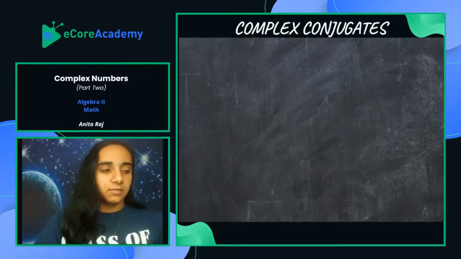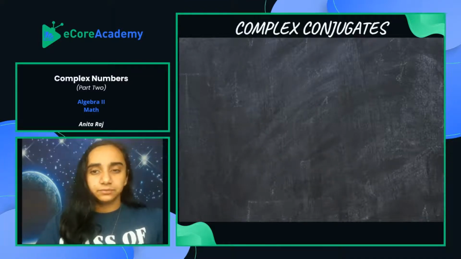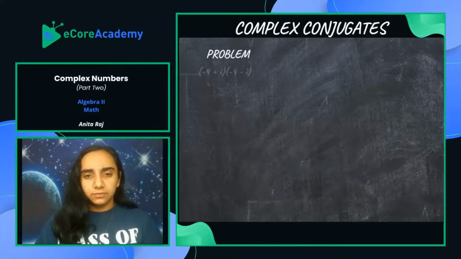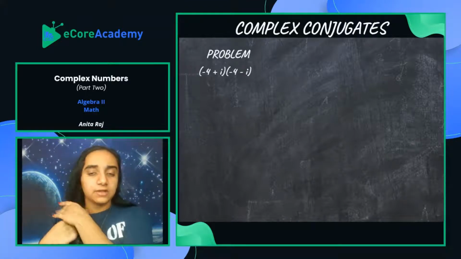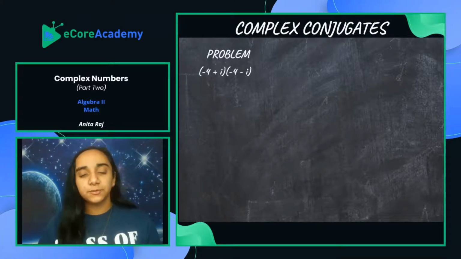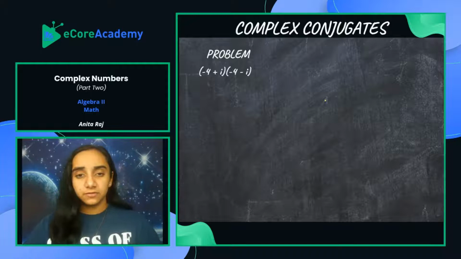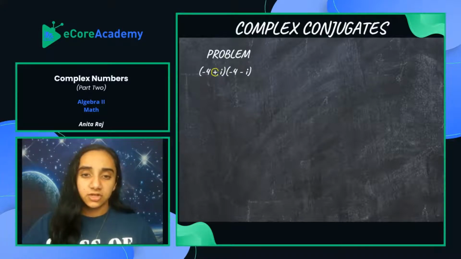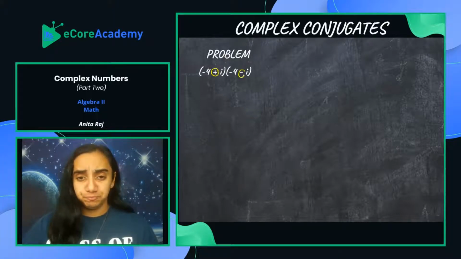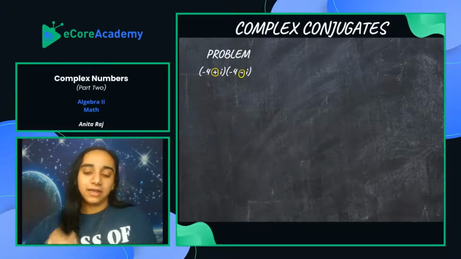This is called complex conjugates, and I'll explain it to you. So here's the problem. We have negative 4 plus i in one set of parentheses, and we're doing multiplication again. And this time we're multiplying it times negative 4 minus i. If you look at these two sets of parentheses, the only difference is the sign change right here. We have negative 4 plus i. Here we have negative 4 minus i, pardon me. And here's the solution.